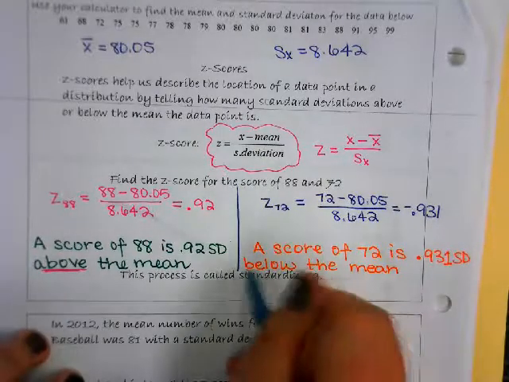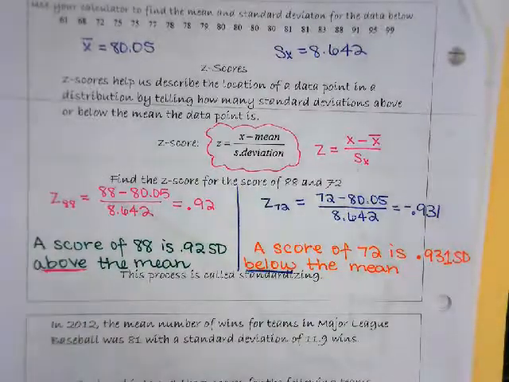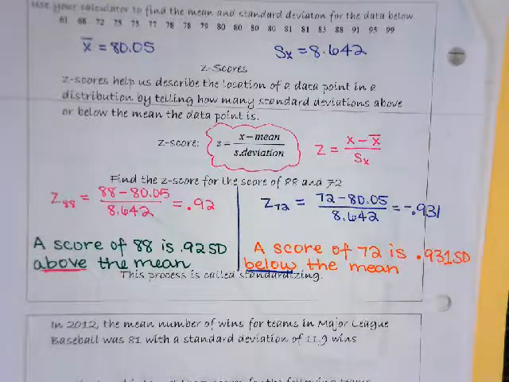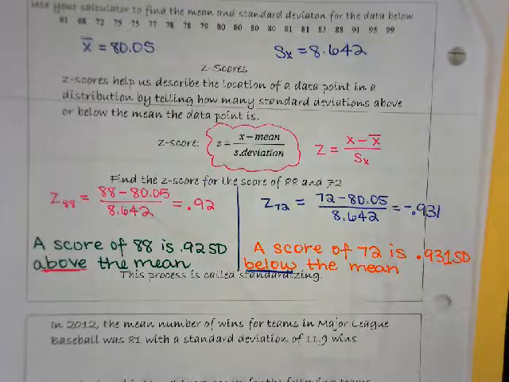This process is called standardizing. So we're making everything have standard scores, z-scores.